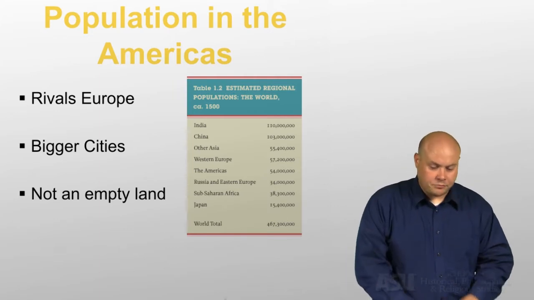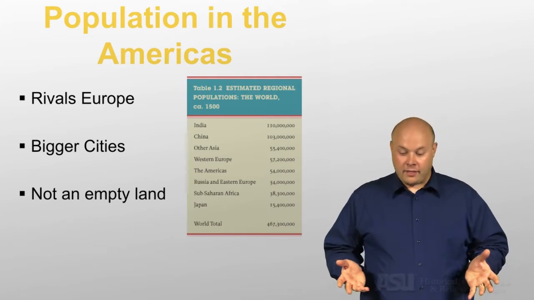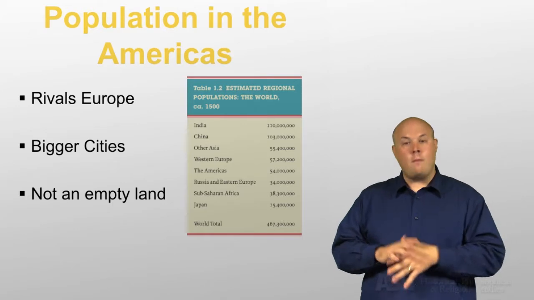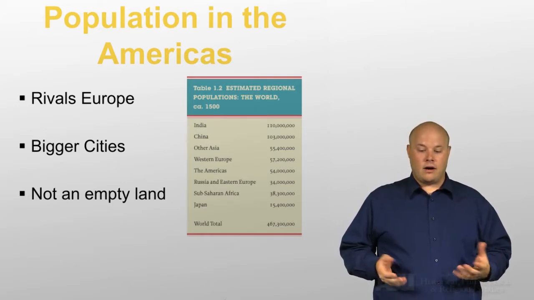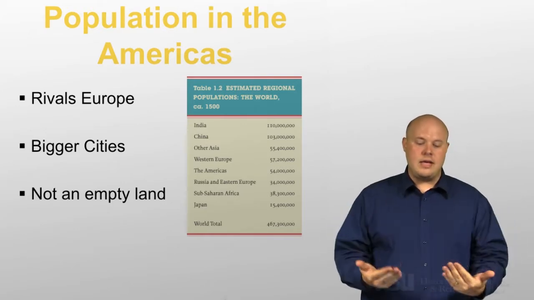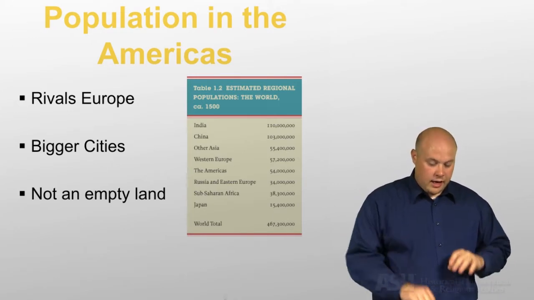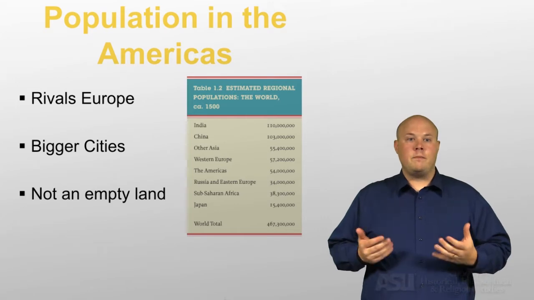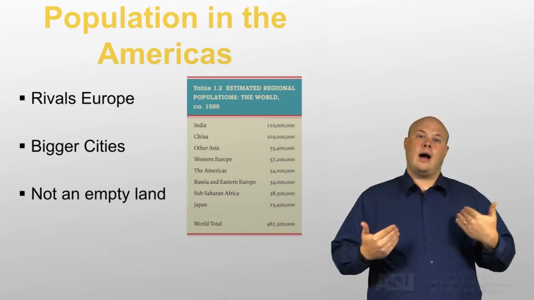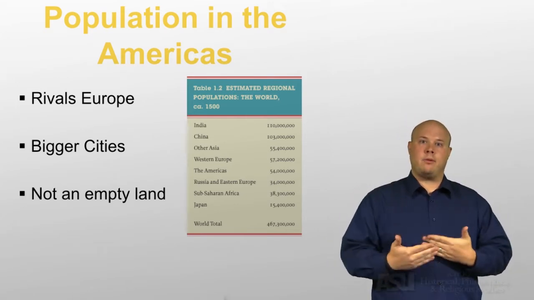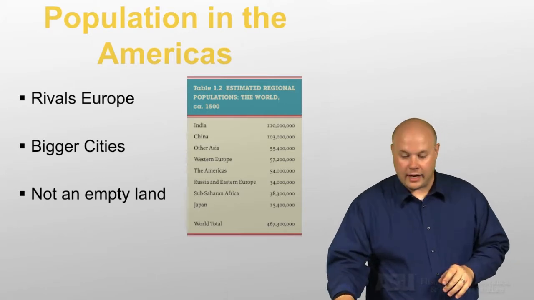And importantly, it's not empty, right? We can see here, 54 million people, circa 1500, right on the eve of contact. This isn't an empty land, right? This isn't a virgin soil that Europeans are going to come into and colonize. There are people there at this time.